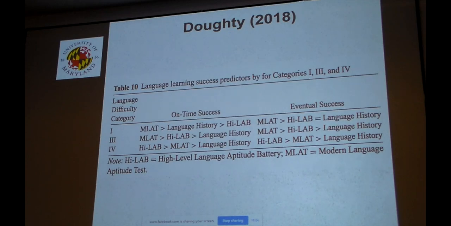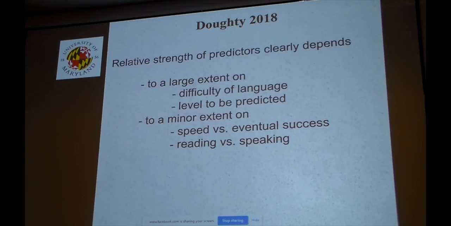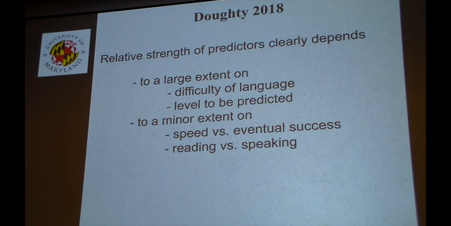Okay, so summarizing that in maybe a more readable form, for category 1 languages, the MLAT is the best predictor, HiLAB the weakest, language histories in between, and then as the languages get harder from 1 to 3 to 4, HiLAB performs better and better, till for category 4 it is the best predictor. And again, for eventual success, the story is slightly different, as you can see, but HiLAB again becomes the best predictor for eventual success for category 4. Okay, so the relative strength of the predictors clearly depends on difficulty of language, level to be predicted, and also to a minor extent on whether you look at speed versus eventual success, or reading versus speaking, and so on.